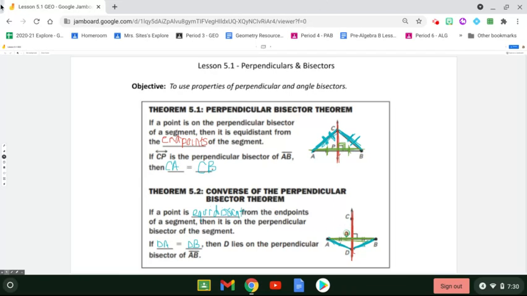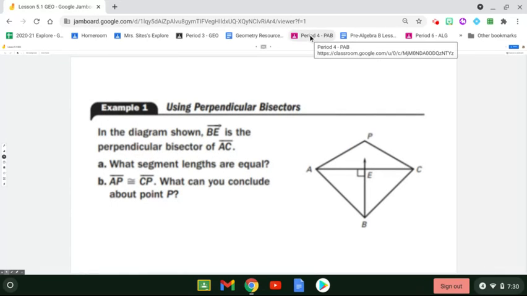Okay, so we're going to put that perpendicular bisector theorem now to use. Let's take a look at the first example. In the diagram shown, ray BE is the perpendicular bisector of segment AC. So let's see what we have. Here's ray BE, and they're telling us that it is the perpendicular bisector of segment AC. So here's segment AC. What segment lengths have to be equal?